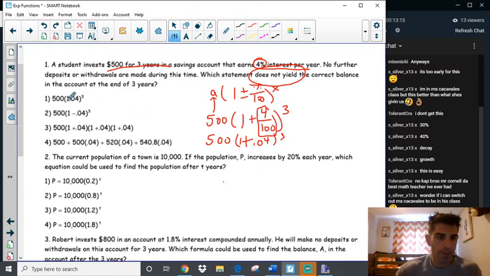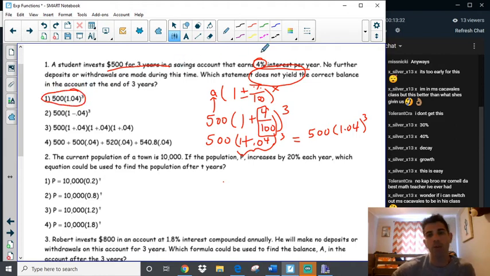I'll come over here. Okay, see that. Then again, continue. Don't get crazy throwing the whole thing in your calculator. What's 1 plus 0.04? That's 1.04 to the third power. Well, here it is there. Now, why is that the wrong answer? Why would that one be the wrong answer? This is where they try to trick you.